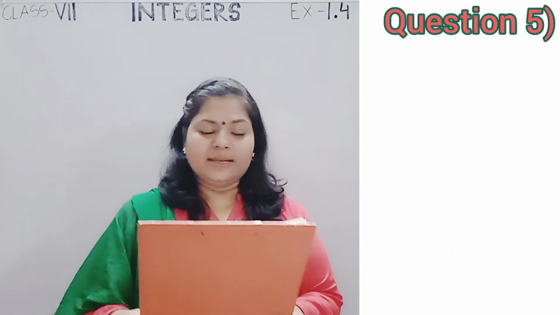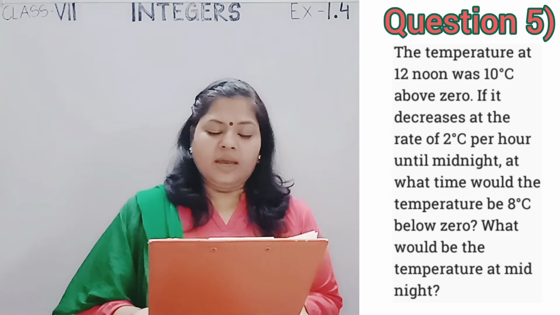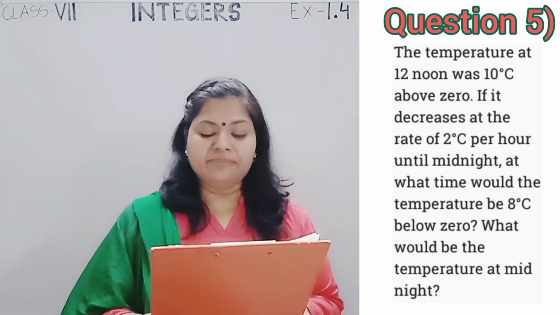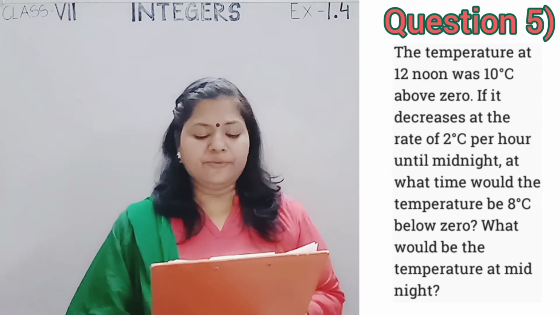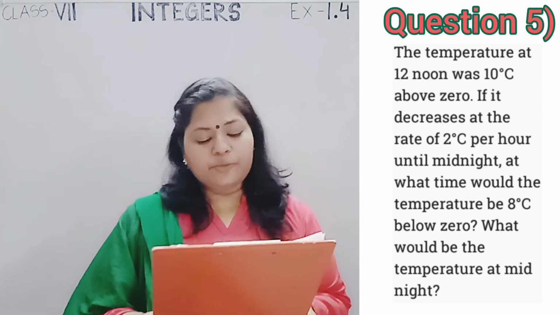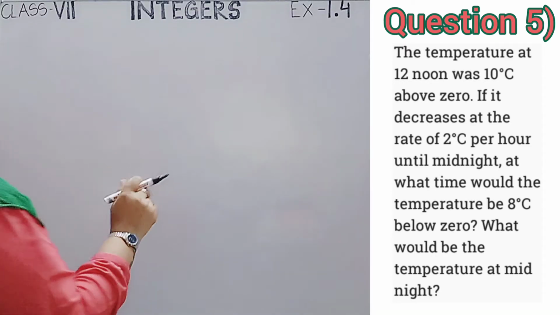Question number 5. The temperature at 12 noon was 10 degrees Celsius above zero. If it decreases at rate of 2 degrees Celsius per hour until midnight, at what time would the temperature be 8 degrees Celsius below zero? What would be the temperature at midnight? Temperature at 12 noon.